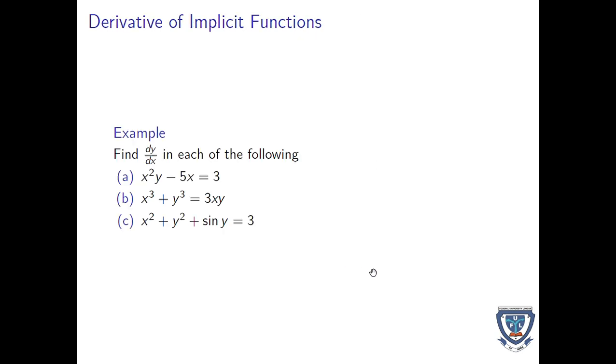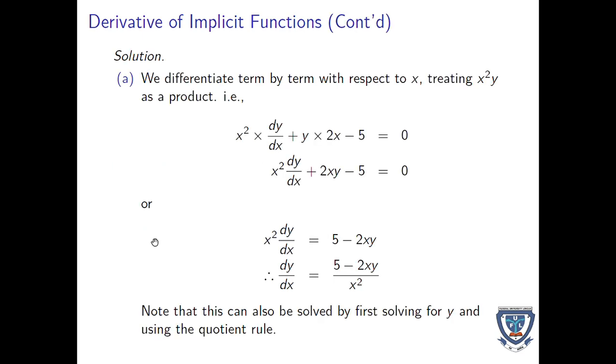Now, our next subtopic is derivative of implicit functions. You find the dy/dx in each of the following. x squared y minus 5x equal to 3. And for B, you have x raised to power 3 plus y cubed equal to 3xy. And x squared equal to yx plus y squared plus sine y equal to 3. Let's look at the solution for A. We differentiate term by term with respect to x, treating x squared y as a product.